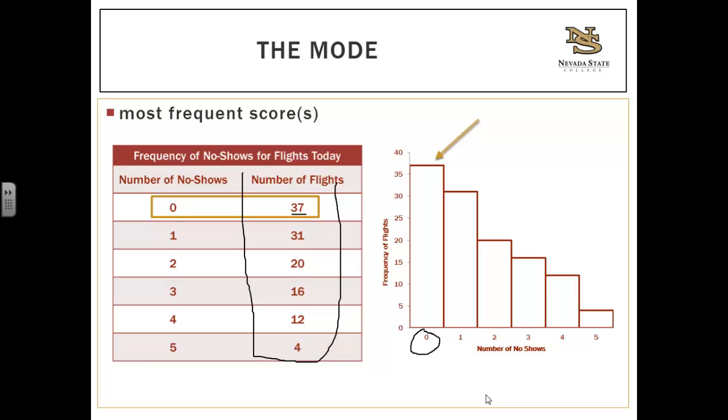Now, I'll talk a little bit more about shape in a minute, but you can have multiple modes in a distribution. So let's say that 1 also occurred 37 times. Then our mode would be 0 and 1. And sometimes people will identify multiple modes if there are two scores that occur more frequently than most other scores, but not the exact same frequency. So you could make the case, let's call 1 a mode as well, because 1 and 0 occur quite a bit more frequently than 2, 3, 4, and 5.